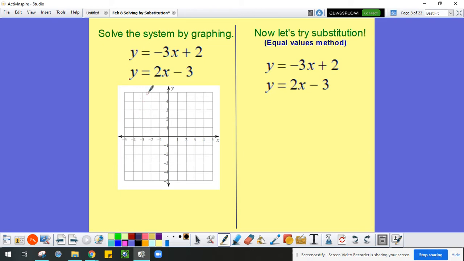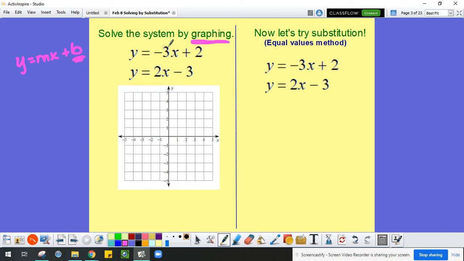I'm going to start off by reminding you of how you solve a system by graphing, because we just spent the last week doing that. To solve by graphing, you need to remember that an equation in the form y equals mx plus b gives you everything you need to graph.